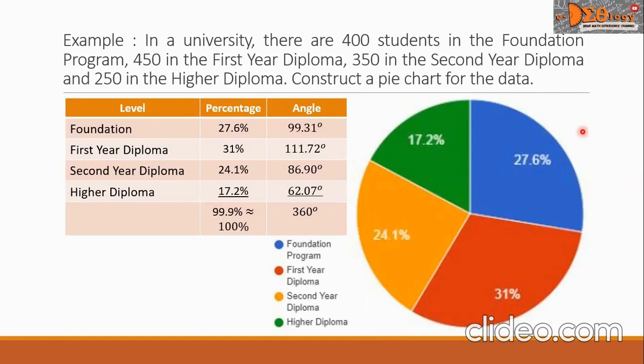However, in our daily class activity, what we can do is simply put each level opposite each corresponding sector. It means to say, the foundation program, we can write somewhere here. The first year diploma, we can write somewhere this side. The second year diploma may stay here. And the higher diploma, we can write somewhere here. And this is our final answer.